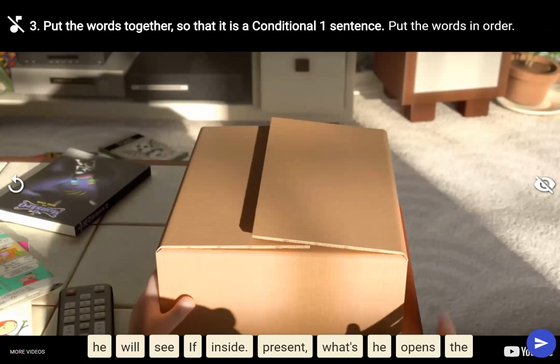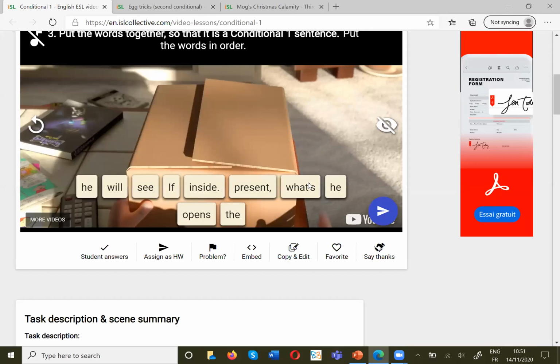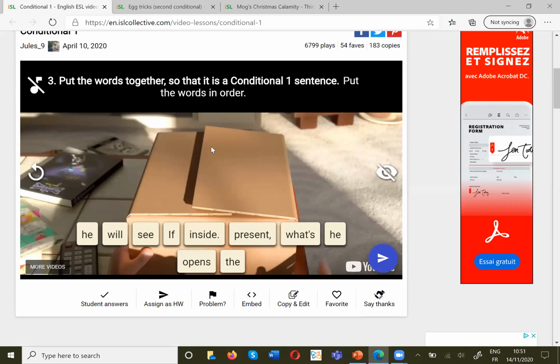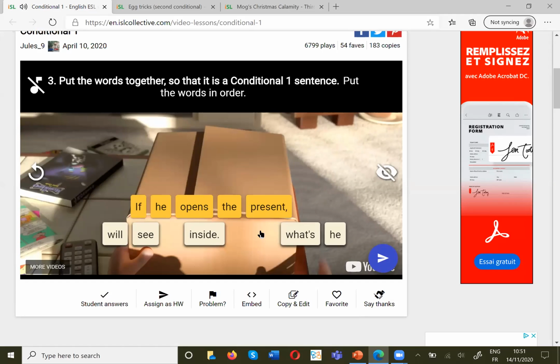Now we need to form the sentence here and put the words in the correct order. I do it like this so you can see better. Let's go. Who wants to try? Emilia. If he opens the present, he will see what's inside.